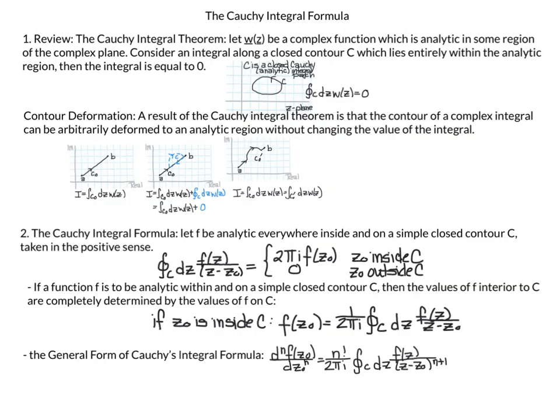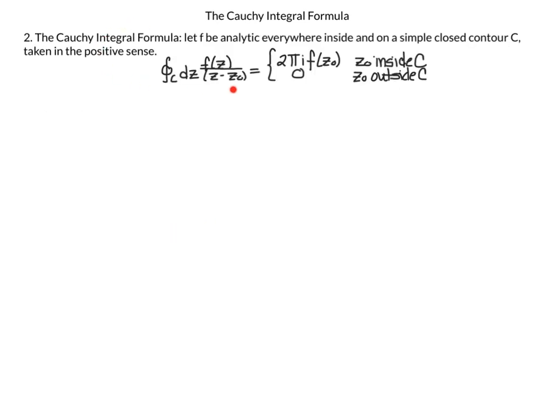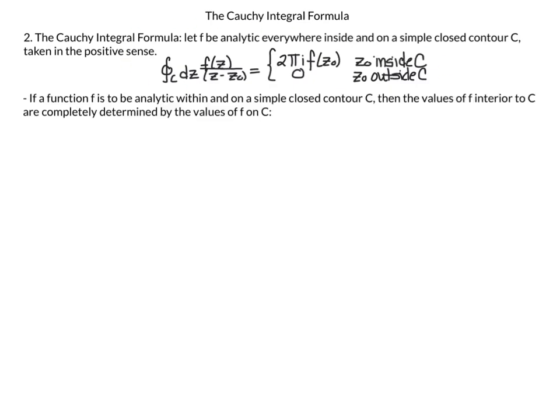There are two more things that fall directly out of this Cauchy integral formula that we should cover. And again, I moved up the Cauchy integral formula here for your reference. And the first consequence of the Cauchy integral formula is if a function f is analytic within and on a simple closed contour C, then the values of f interior to C are completely determined by the values of f on C.